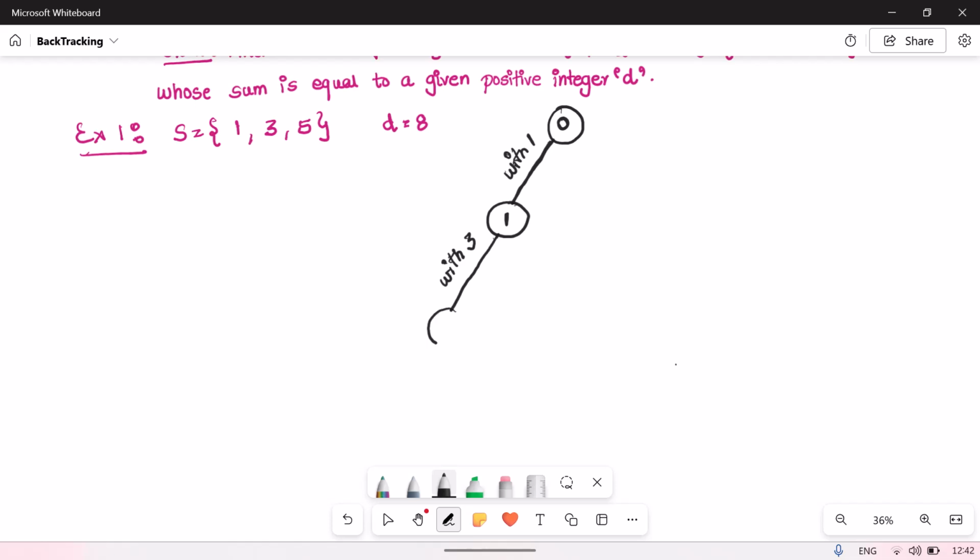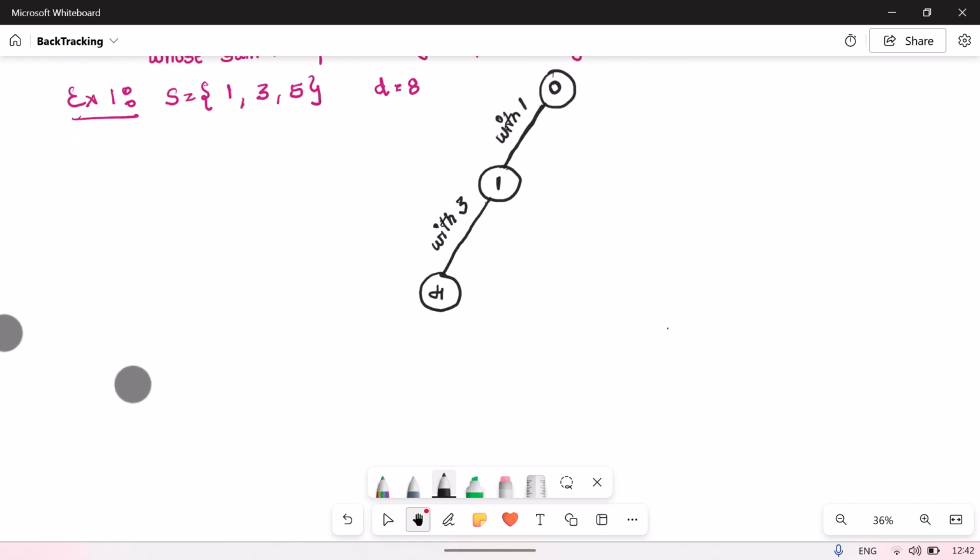With the 3, how much is the solution I'm getting? 1 is already there. If I add 3, I will get the answer as 4. So 4 again might lead me to 8. So promising solution. So let me try to include the next value.